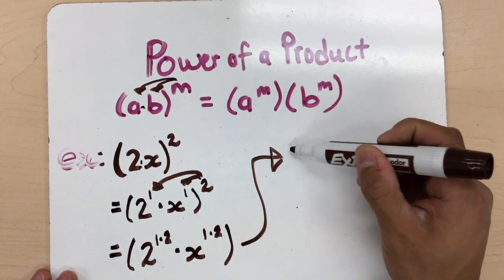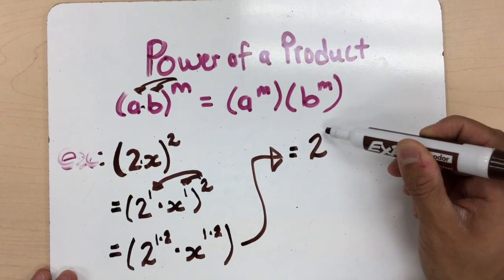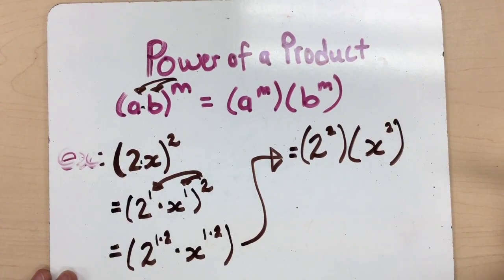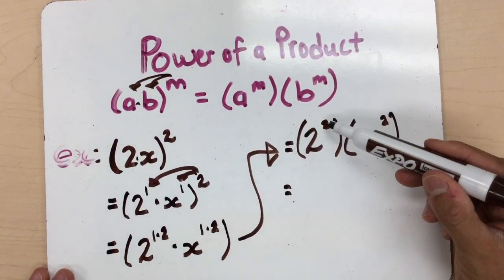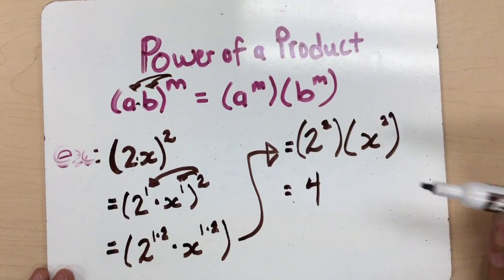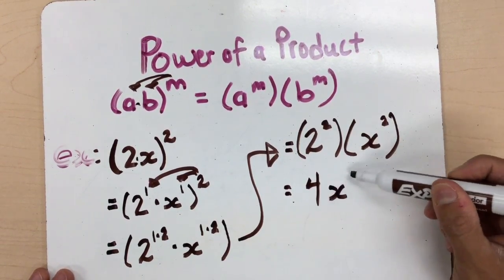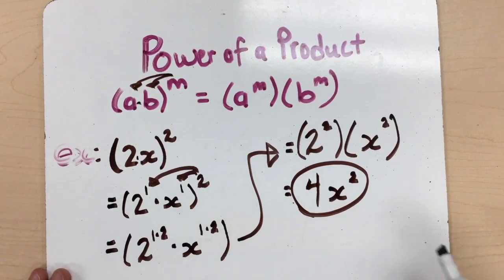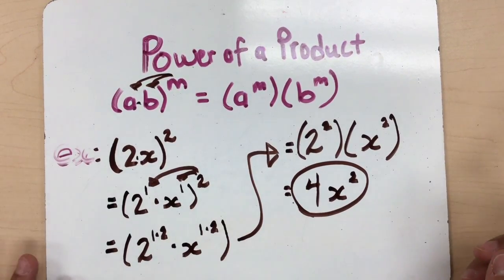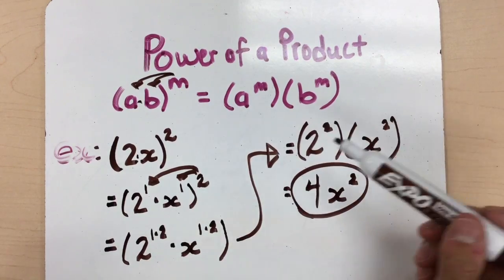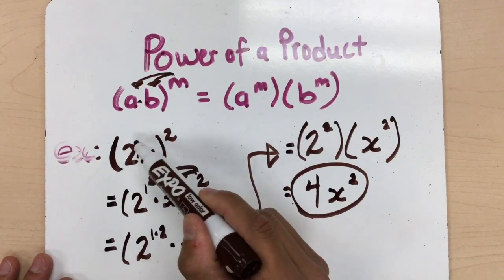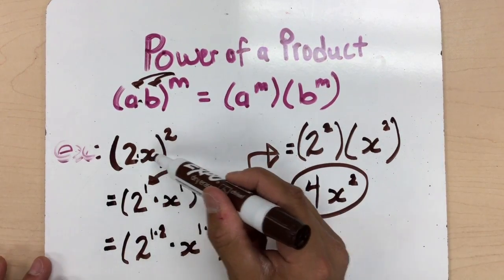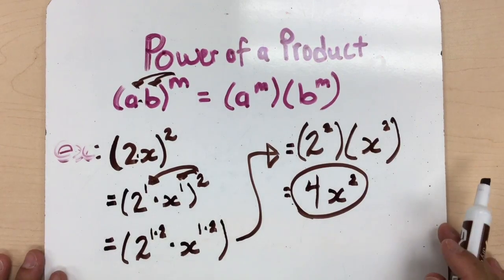If I bring this up here, this is equal to 2 squared times x squared. Now 2 squared is the same thing as 4 times x squared, which we can't simplify any further. So this would be my final answer. Now, as you get more comfortable working with these laws, you don't have to show this much work because you're just going to be able to distribute this 2 with this exponent and this exponent back into the x as well, which will be a shortcut to giving you 4x squared.